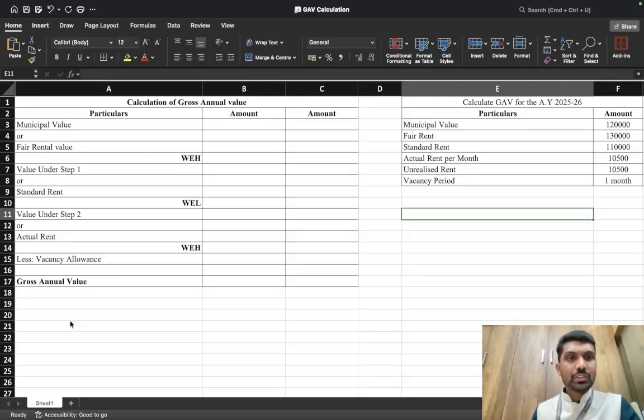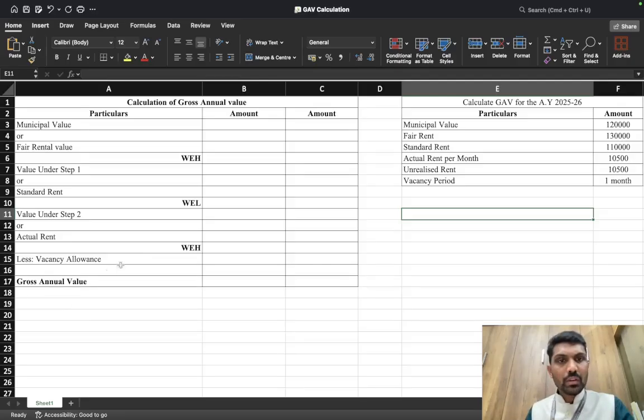So we will start first. What we have to do is compare the municipal value and fair rental value. In that, whichever is higher will be considered for step number 2. The first step is to compare municipal value and fair rental value. Municipal value is the value given for the property by the municipal authorities in the locality, and fair rental value is the value of similar accommodation in a similar place. So this is the meaning given for that. So we have to consider these two values, and whichever is higher.